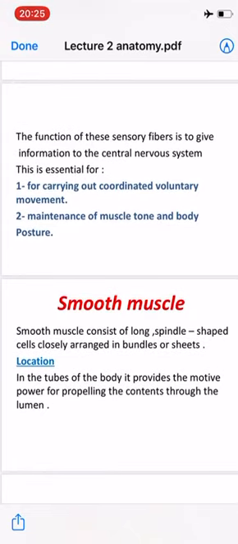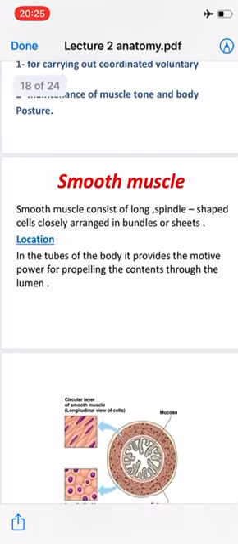وبالنسبة لوظيفة الأعصاب الحسية to give information to the central nervous system تعطي إشارات للجهاز العصبي المركزي. وفائدتها إنه for carrying out coordinated voluntary movement تحافظ على حركة الجسم المتناسقة. Secondly, maintenance of the muscle tone and the body posture وتحافظ على قوة العضلة وتقلص العضلة وأيضا تحافظ على هيئة ووضعية الجسم بالصورة الطبيعية. We have also the smooth muscle.